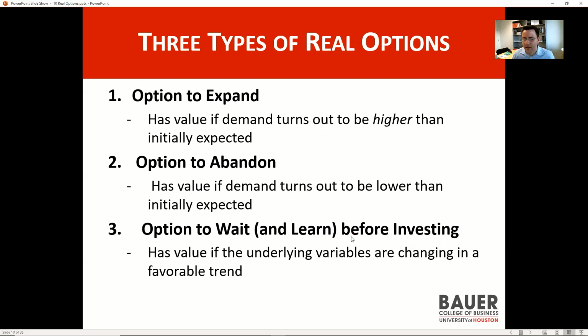And then the third type is the option to wait and learn before investing. The idea here is that you get new information by waiting, and that lets you make better decisions. So instead of committing your investment today, you wait, and if things look good, then you invest. If things don't look good, then you don't invest. These are all very closely related to each other. We'll walk through an example of each of them.